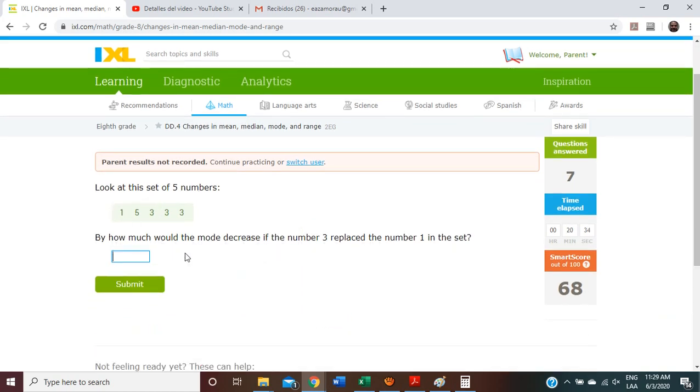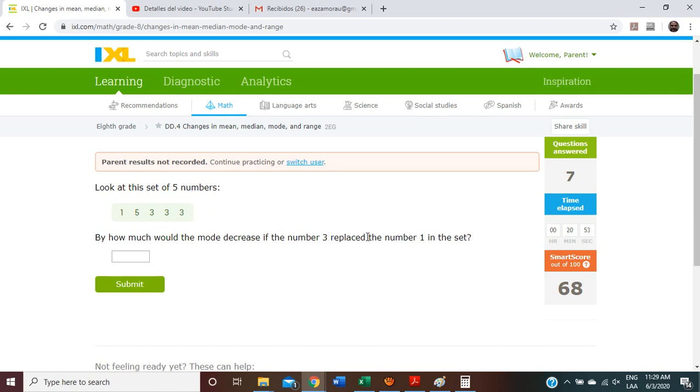Okay, we have 5 numbers. The mode, what is the actual or the current mode? Sorry, the current mode. So only one. Okay, we have 3. So the current mode is 3 because it is repeated 3 times.